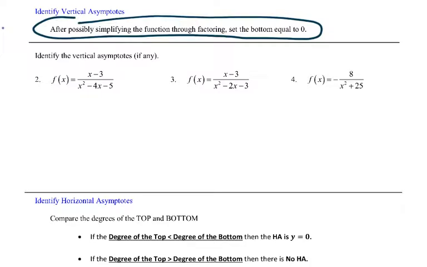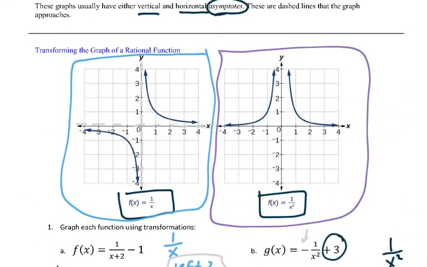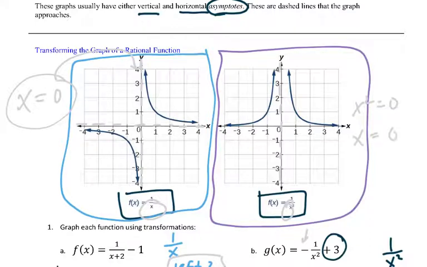But let's start off talking about finding our vertical asymptotes. Now, we looked at these parent functions. These parent functions had vertical asymptotes at x equals 0. Because if you think about it, if I take my denominator, which is x, and set it equal to 0, that's my vertical asymptote. Same thing here. If I take my denominator, which is x squared, set it equal to 0, well, the square root of 0 equals 0. So this is my vertical asymptote.